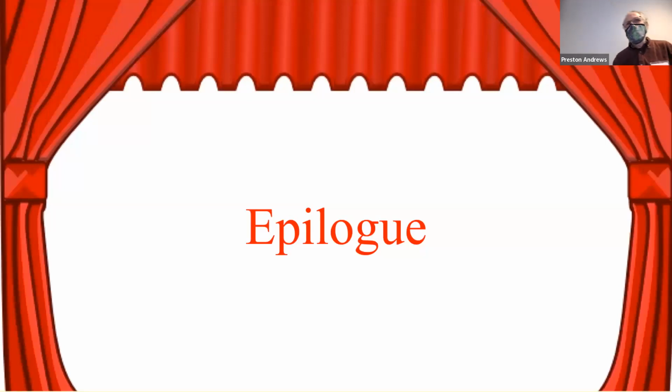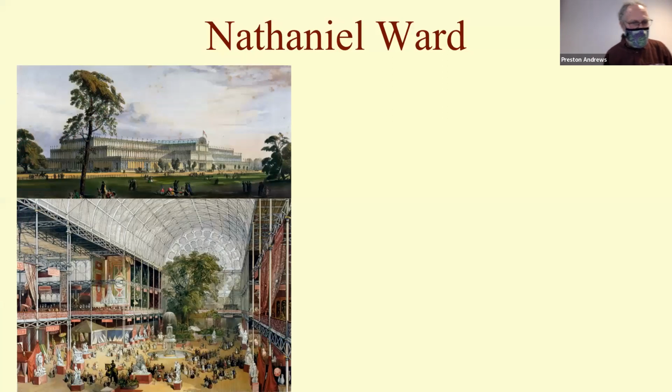Now, just a short epilogue. Okay, so what happened to Nathaniel Ward through all of this? Well, there was a great exhibition, called the Great Exhibition of the Works of Industry of all Nations in 1851 in London, in Hyde Park. And the Crystal Palace was constructed, of course, Queen Victoria and Prince Albert were really promoting art and industry. And Wardian cases were exhibited at this great exhibition.